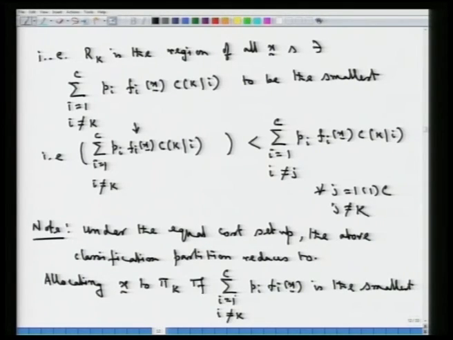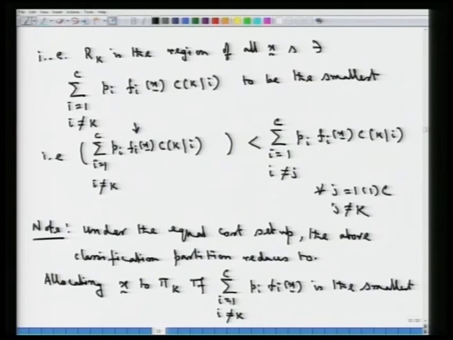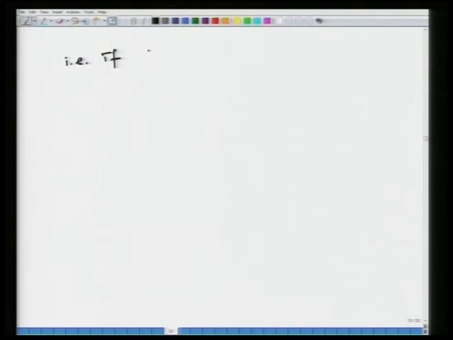So, this is what we are going to get if we assume that we have got equal cost structure. Now, when is this going to be smallest? If the term among all the c terms, i equal to 1 to c, that is taken out is the largest. Now, what is the term which is taken out if we are looking at i equal to 1 to c? It is the term corresponding to k. That is, if we have got p_k times f_k(x) to be the maximum.